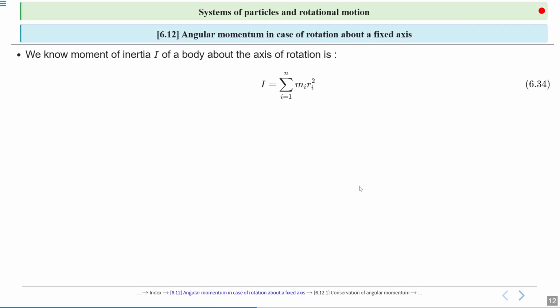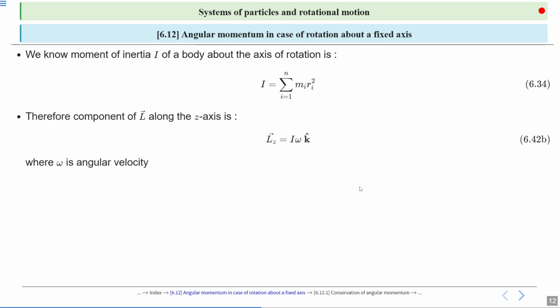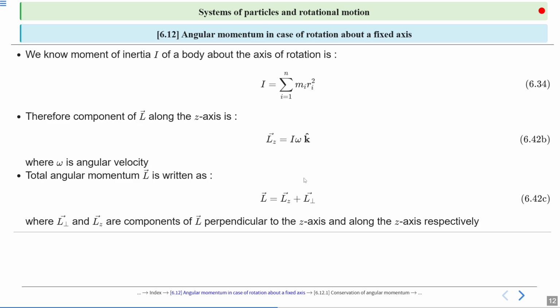So we know the moment of inertia of a body about the axis of rotation is I equal to summation I equal to 1 to n of mi ri square. Therefore, the component of L along the z axis is Lz is equal to I omega k cap, where omega is the angular velocity. So total angular momentum is this one.